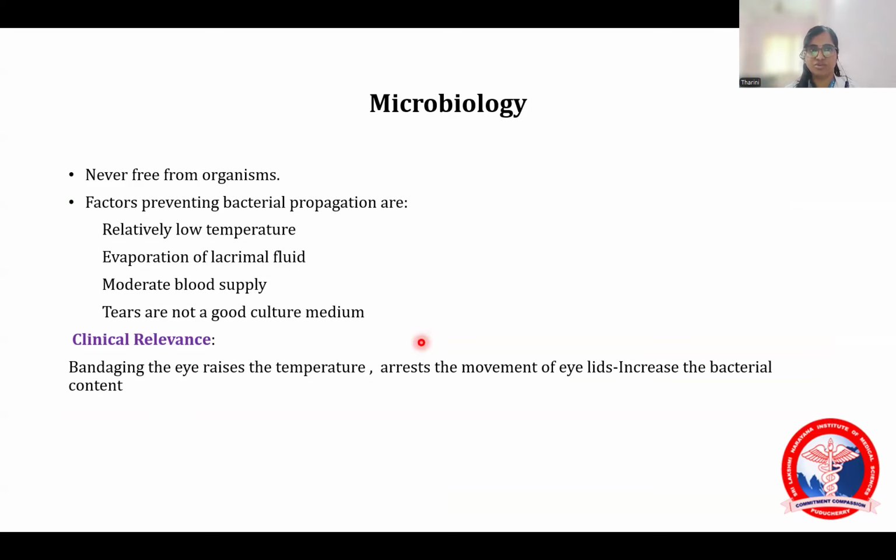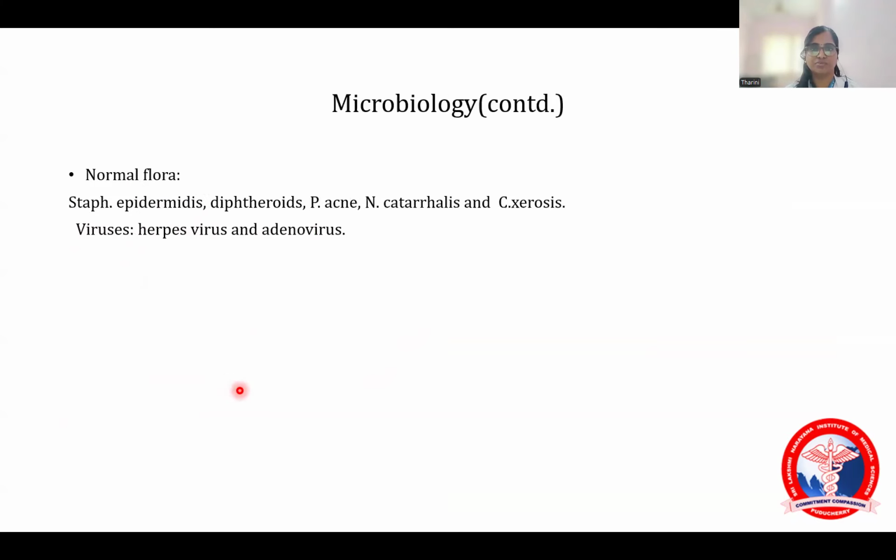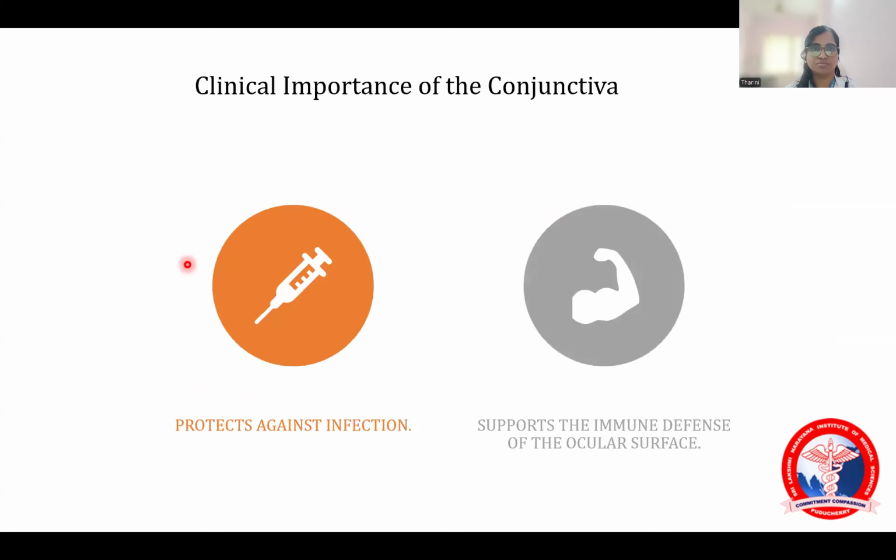Microbiology. Conjunctiva is never free of organisms, but the factors preventing bacterial propagation include relatively low temperature, evaporation of lacrimal fluid, moderate blood supply, and tears are not a good culture medium. When we bandage the eyes, it raises the temperature and arrests the movement of the lids, and that can increase the bacterial content. The normal flora in the conjunctiva include Staph epidermidis, diphtheroids, Propionibacterium acnes, Neisseria, Corynebacterium xerosis, and viruses include herpes virus and adenovirus.